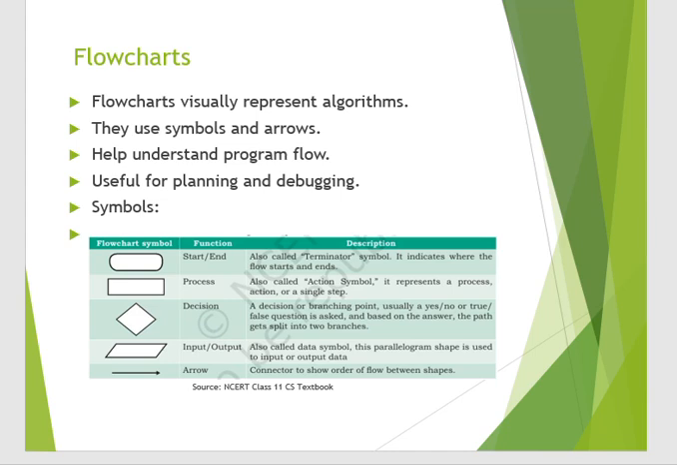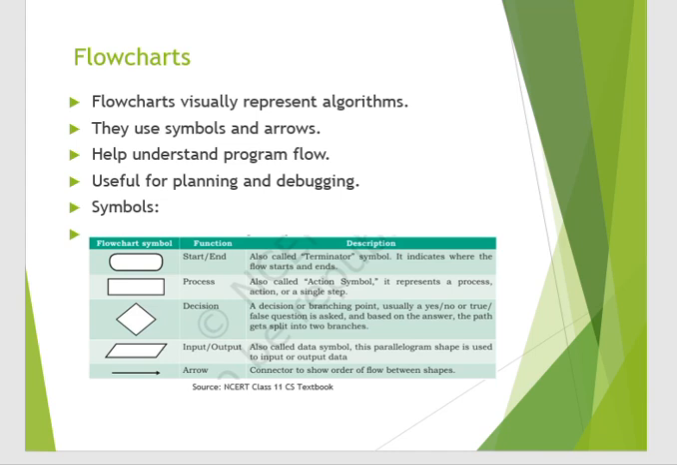Flowchart. A flowchart is a graphical representation of an algorithm. A flowchart uses symbols to show steps visually. They help programmers understand logic easily. There are some symbols used. If you see, the first symbol is for start and end, also known as terminator. It indicates where the flow starts and where it ends.